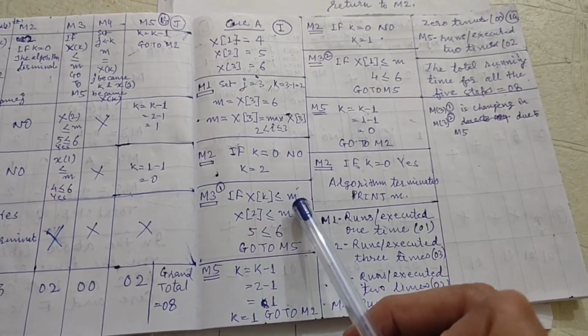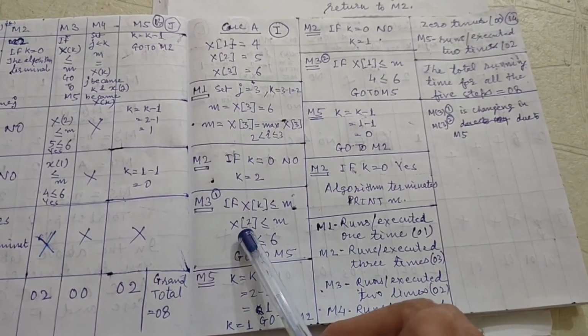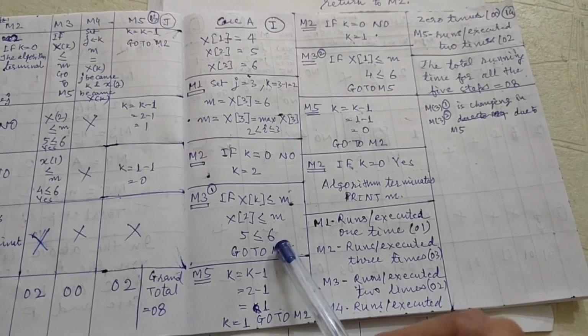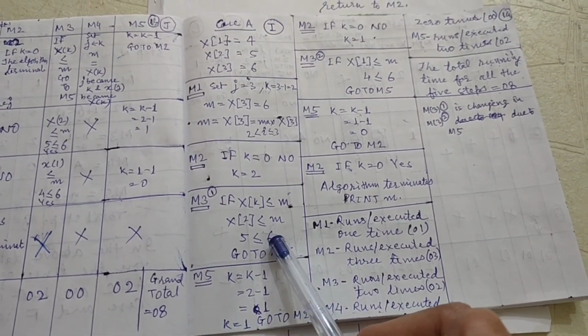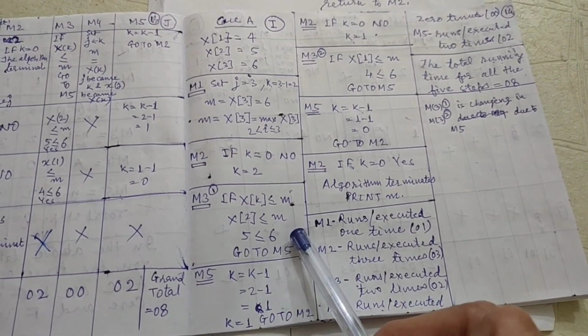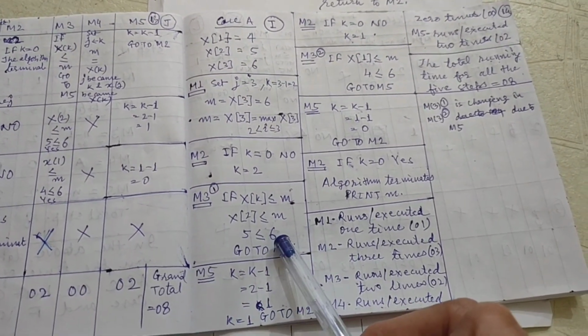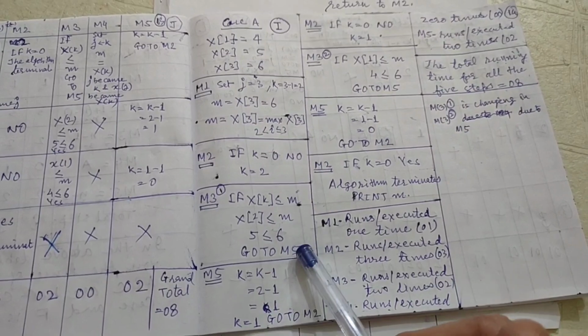M3: is xk less than or equal to m? X2 is less than or equal to m. 5 is less than or equal to 6. Yes, 5 is less than or equal to 6. Go to M5.